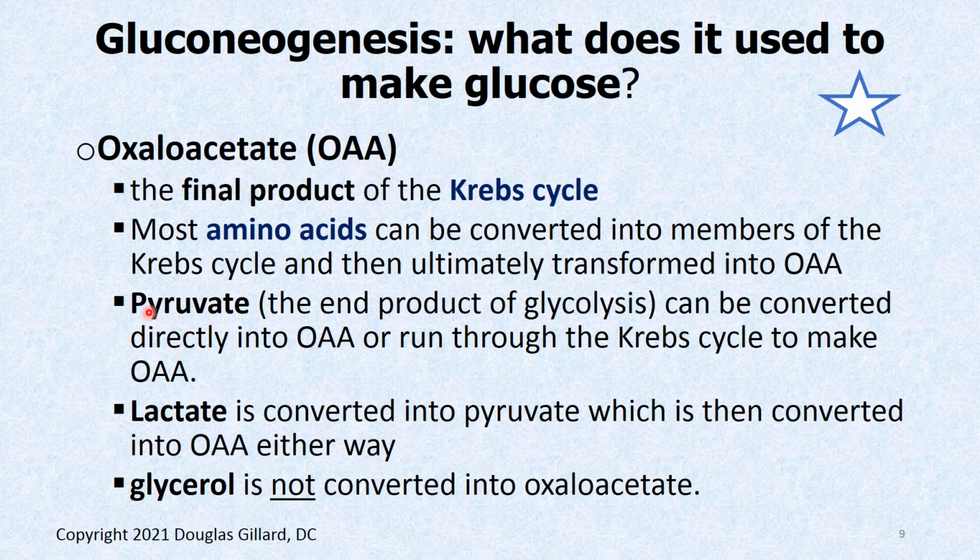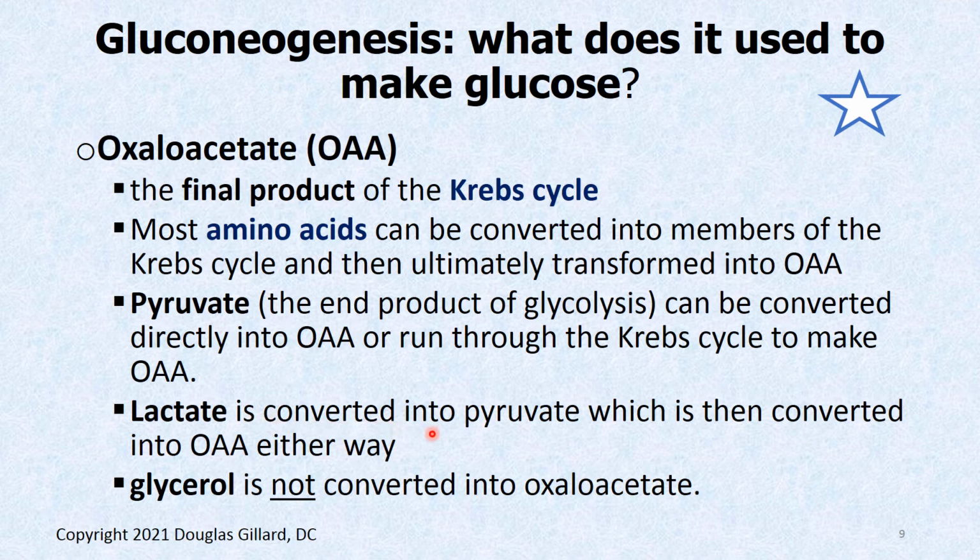Remember we said pyruvate can be converted directly into oxaloacetate. All the amino acids except leucine and lysine can be run through the Krebs cycle. Some of them don't run through the Krebs cycle, but most of them do and can be converted into intermediates of the Krebs cycle to make oxaloacetate. See how that works?